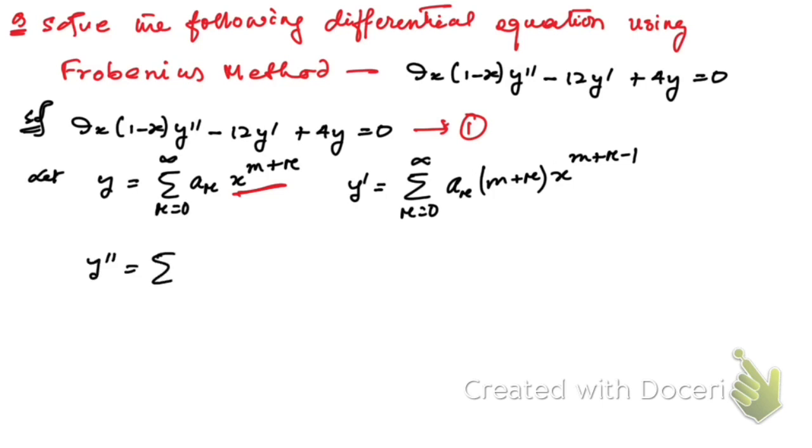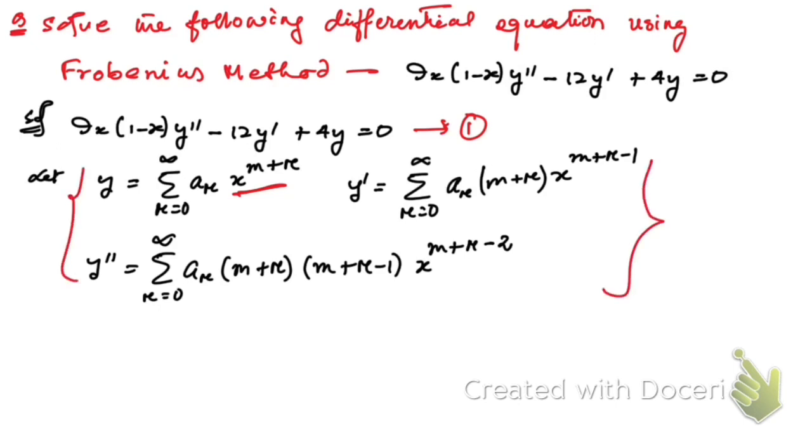If you differentiate it again, what you're going to have is a_r, m plus r, then m plus r minus 1, x to the power m plus r minus 2. Now let us use these expressions in equation number 1. Let us take this set of equations as equation number 2.